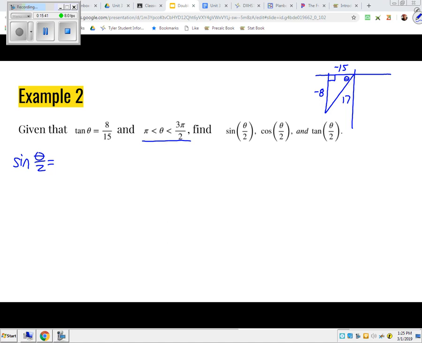Oh, it's going to get tricky here in a minute. So I got the plus or minus the square root of 1, is it plus or minus, cosine of theta. What's cosine of theta? Negative 15 over 17. Hang on a minute. So negative 15 over 17. Can I call that positive 15 over 17? So minus a negative 15 over 17.